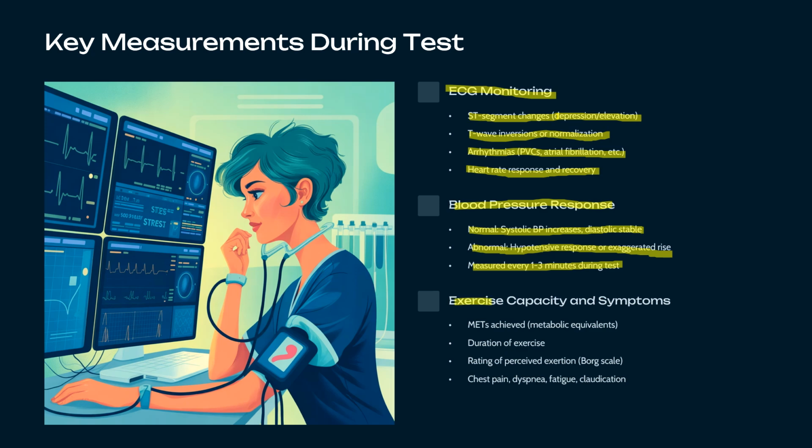Next, exercise capacity and symptoms, whether the given exercise workload can be fulfilled by the person or not. So metabolic equivalent has to be measured, then the duration of the exercise, then rating of perceived exertion by the Borg scale, and whether the person can continue the test or not, if there is any chest pain, dyspnea, fatigue, etc.